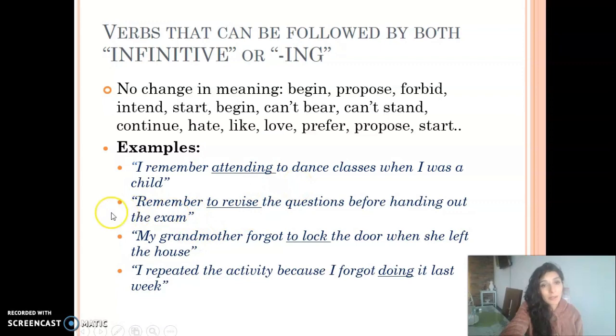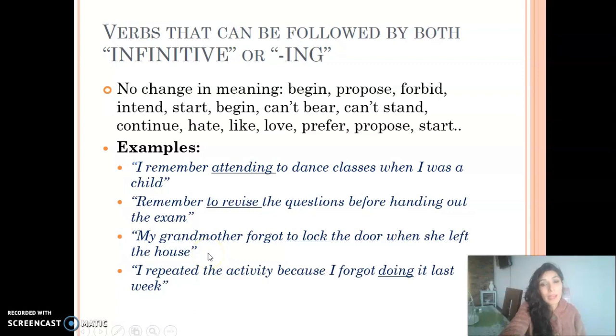The next example that we have here is: remember to repeat the questions before handing out exams. What happens if I change the infinitive form for a gerund? Remember revising the questions before handing out the exam. As in the previous case, they don't change the meaning of the sentence, so you are able to use an infinitive or a gerund after these verbs.